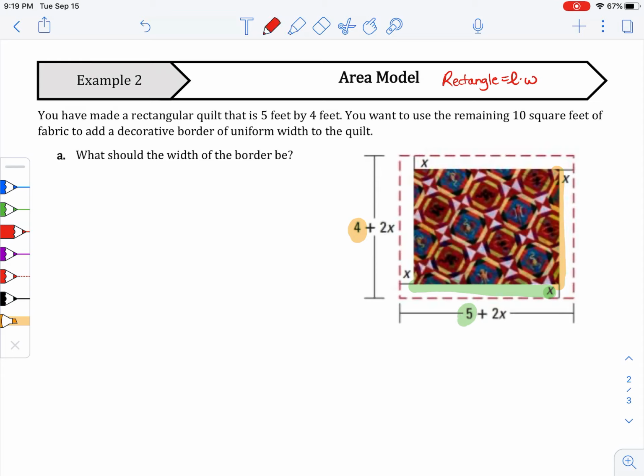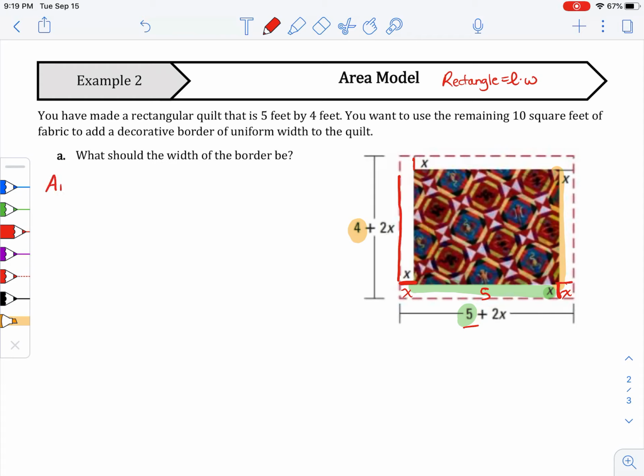And then we have some other distances. So this distance we don't know, these uniform distances, these are x. So where this 5 plus 2x comes from is because this is 5 plus an x plus another x. Likewise, this distance is 4 plus an x plus another x. So that's where that 4 plus 2x and 5 plus 2x comes from.